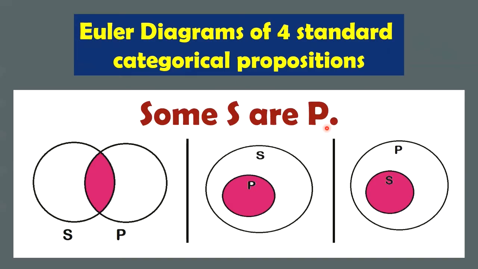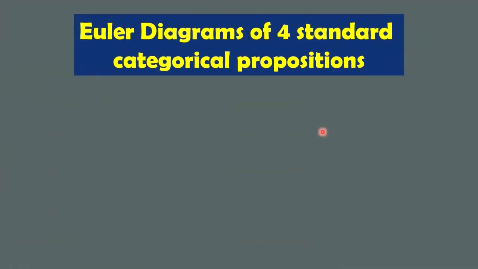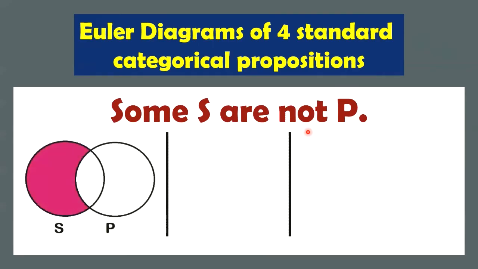Please understand these 3 Euler diagrams for this statement. Some S are P. Okay? And then the last standard categorical proposition is this one. Some S are not P. Okay? So, doon naman tayo magpo-focus sa part ng S na wala sa P. Okay? So, first Euler diagram.